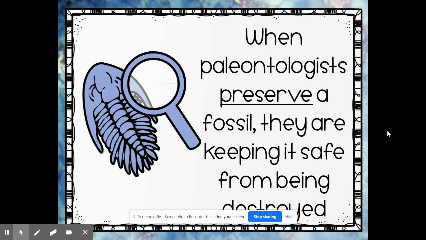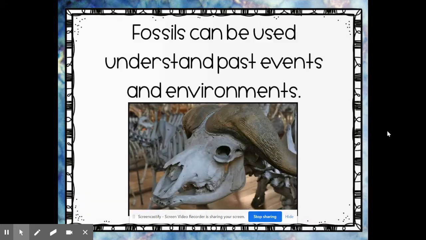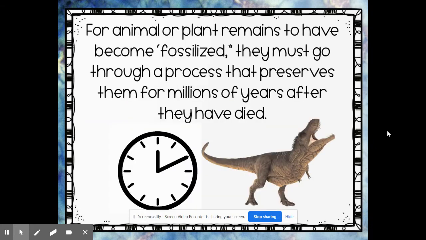When paleontologists preserve a fossil, they are keeping it safe from being destroyed. Fossils are the preserved remains or traces of organisms that lived in the past. Fossils can be used to understand past events and environments. For animal or plant remains to have become fossilized, they must go through a process that preserves them for millions of years after they have died.